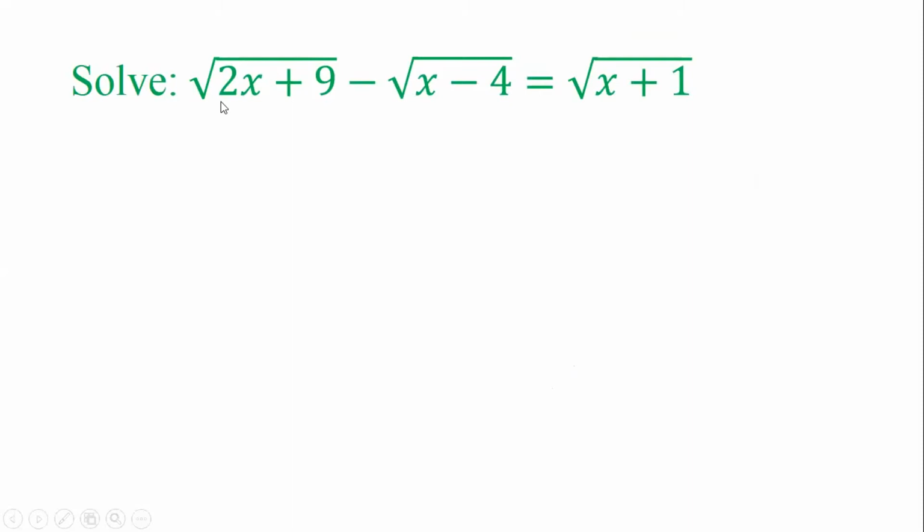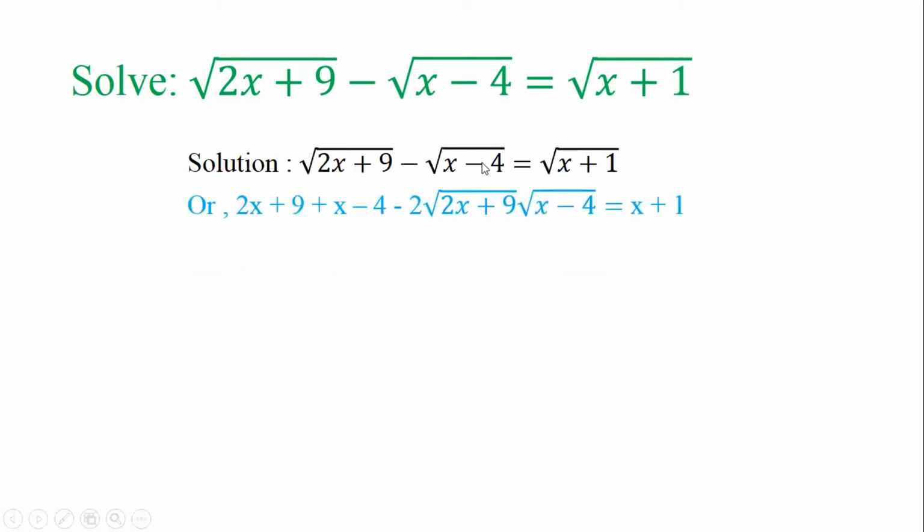Now we solve another problem, which is given here. At first we write this equation: root over 2x plus 9 minus root over x minus 4 equal to root over x plus 1. If we take a square on both sides of this equation, then we get this equation, because here we apply the a minus b whole square formula. Root over 2x plus 9 squared means 2x plus 9, root over x minus 4 squared means x minus 4. Here minus 2ab means minus 2 root over 2x plus 9 root over x minus 4. Here the square of root over x plus 1 equal to x plus 1.